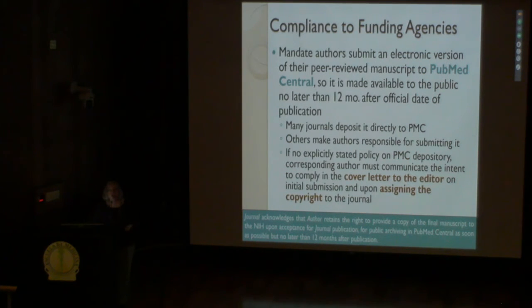So with some journals you have to figure out: is that journal going to do it for me, or will that journal make me do it? Because if you're responsible, you have to do it. If it doesn't really say, then you should write somewhere in the cover letter to the editor, when we're going to sign the copyright, that you need to do it. And I put an example right here. The New England Journal acknowledges that the author, you, retains the right to provide a copy of the final manuscript to NIH upon acceptance for publication and for public archiving in PubMed Central as soon as possible. So you write it ahead: listen, I really have to submit this here when I'm giving you the copyright.